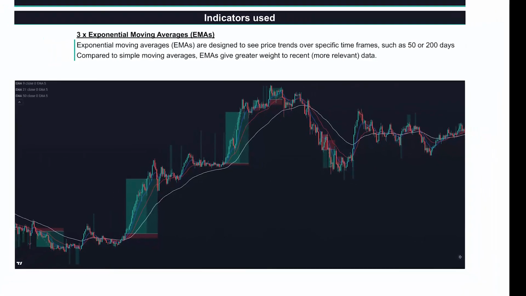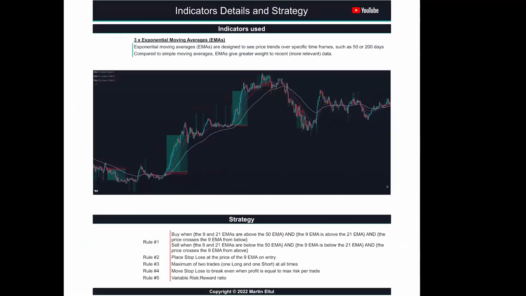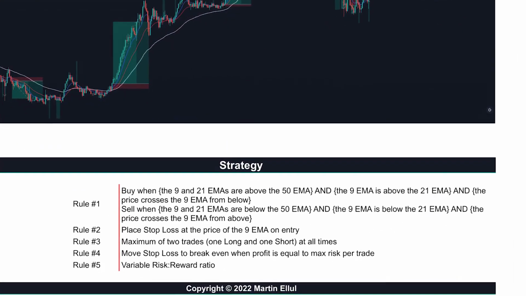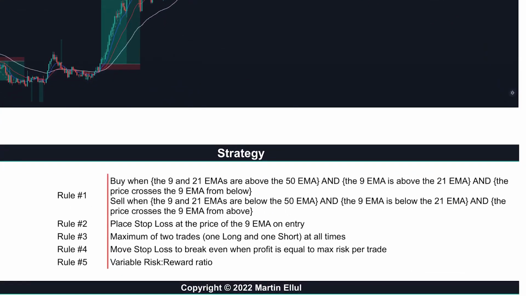So this backtest is based on the weekly time frame with a variable risk-reward ratio. So we go long when the 9 and 21 EMAs are above the 50 EMA. Also, when the 9 EMA is above the 21 EMA and the price crosses the 9 EMA from below.